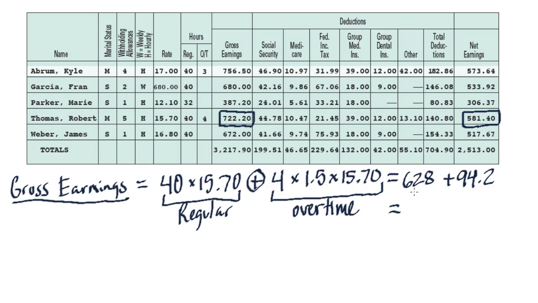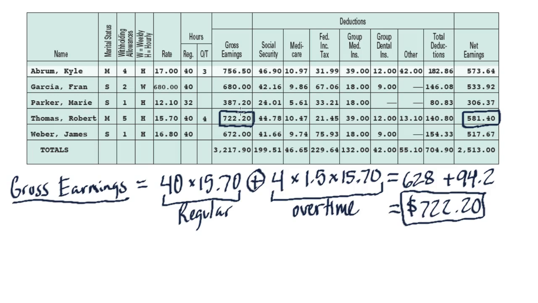And for our final result, we'll just add those two numbers together. And we get $722.20. Put my units in here, 722.20. And that's the result we got here. That's good. That's our gross earnings.